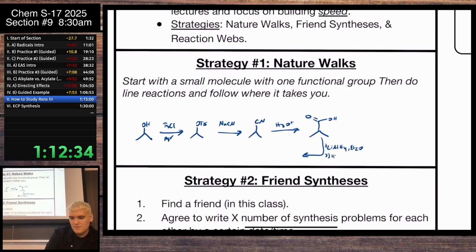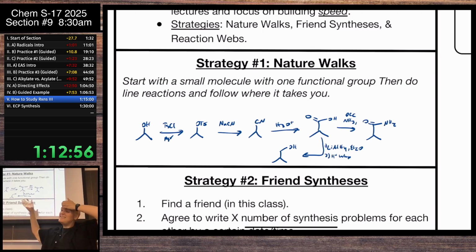Yes, H plus workup. This could give this alcohol. And now I'm back in alcohol land. I can do all the alcohol things. Or from here, I could do NH3, DCC. I could make an amide. Then if I want to, I could reduce the amide.